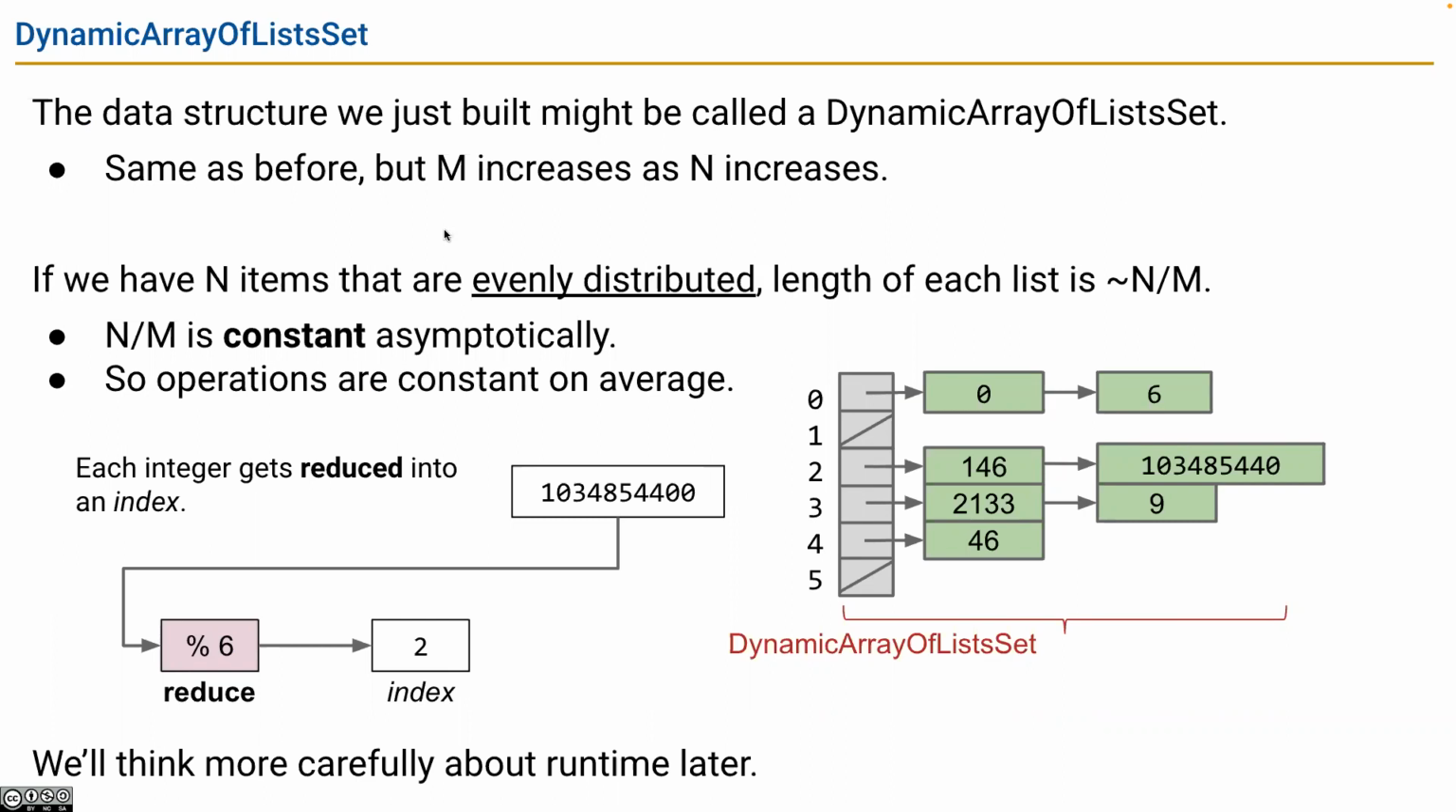It's the same as before, but m will increase as n increases. And if we have n items that are evenly distributed, and again, I'm making this underlined kind of hand wavy thing, then the length of each list will be roughly n over m items. What's the smallest n over m could ever be? 0, there's no items. What's the biggest it could ever be? 1.5. So that's bounded above by a constant. So n over m is constant. The average length of each list is constant. So operations, as long as you're evenly distributed, will be constant on average. We'll think about runtime a little more carefully at the very end and what it means about the even distribution, but that's the basic idea.